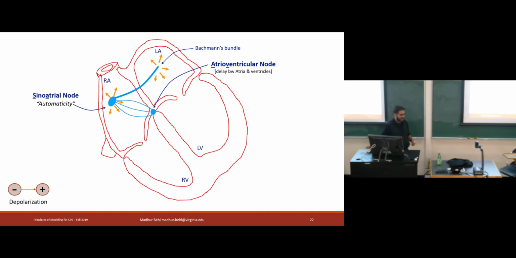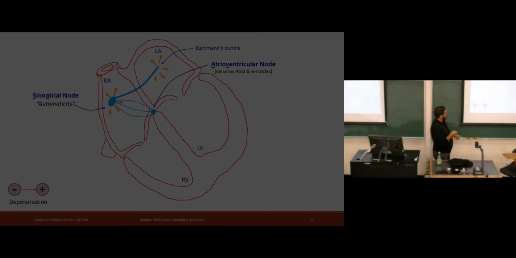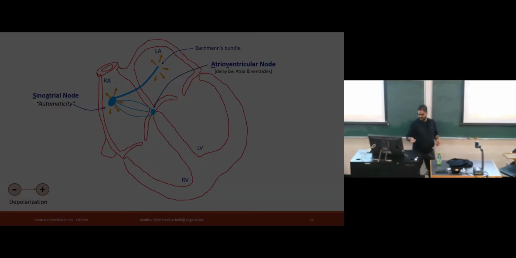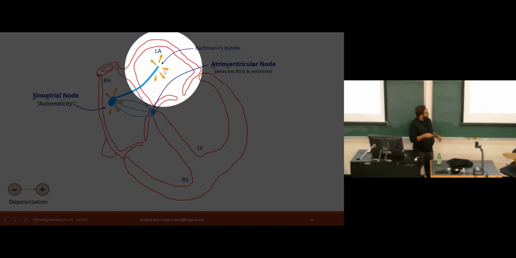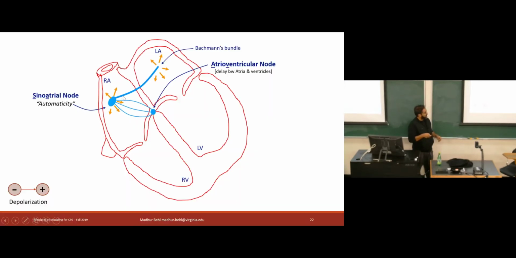Oh, you can't see my mouse here. Okay, sorry. Yeah, so the waves of depolarization are beginning to contract the left and right atrium, but at the same time they reach this atrioventricular node.